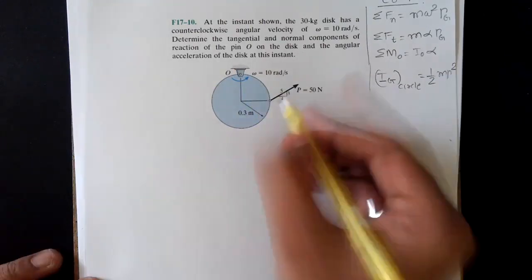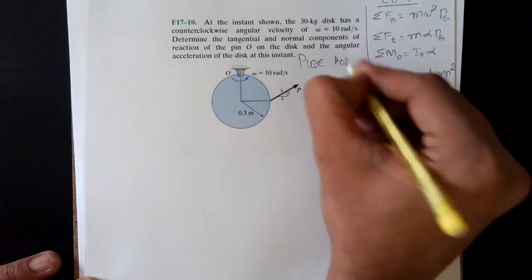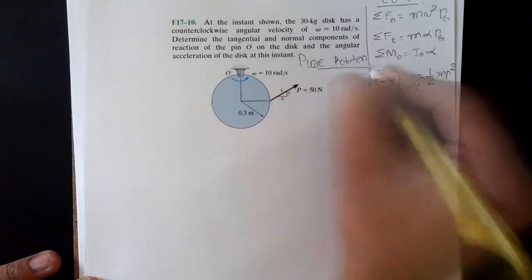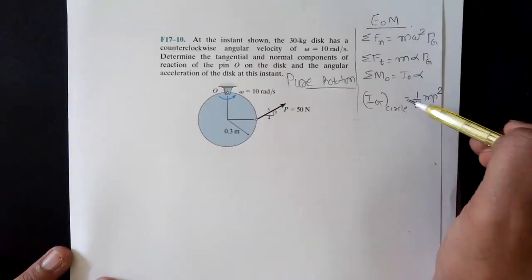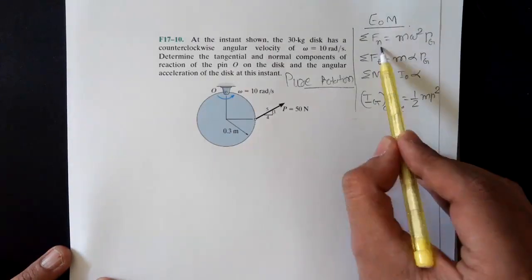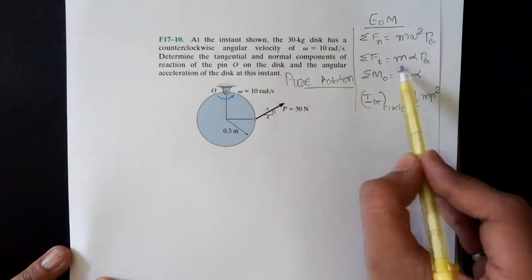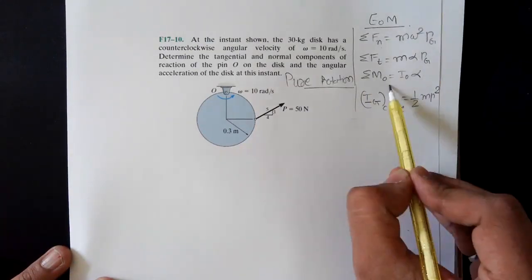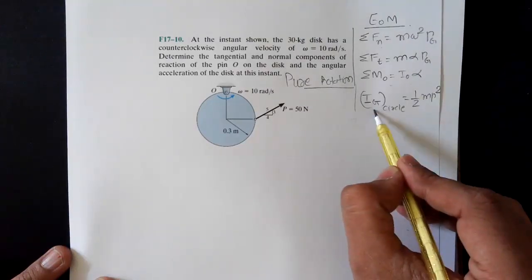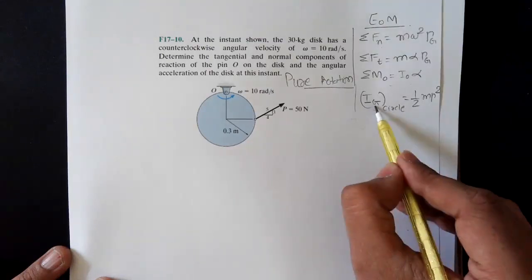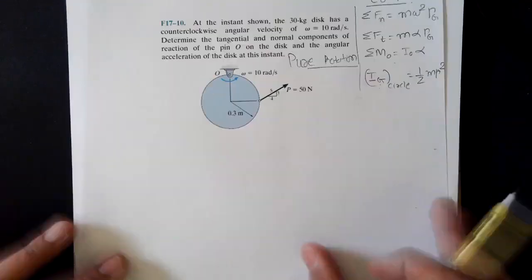So this is pure rotation. Okay, so let me put it here. So this is again pure rotation of rigid body. These are the set of equations for pure rotation of rigid body. That is, sum of forces in normal direction is m omega square rg. Sum of forces in tangential direction is m alpha rg. Sum of moments about O is I0 alpha. And the moment of inertia of a circular disk about its center of mass G is 1/2 m r square. Okay, so we need these equations. That's why I have written them here.